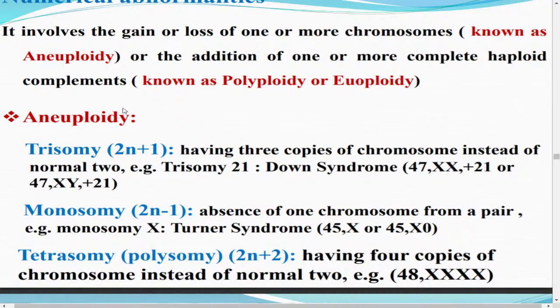Here we can see Down syndrome in a male having 47 chromosomes, an additional chromosome to the pair on the 21st pair.